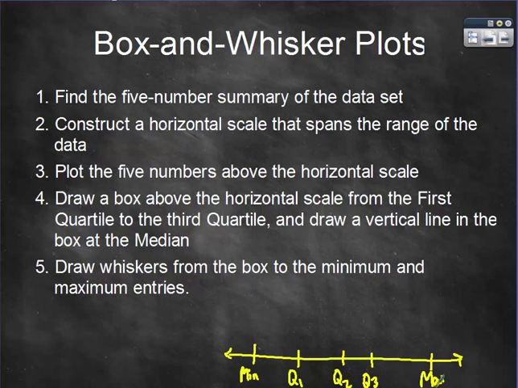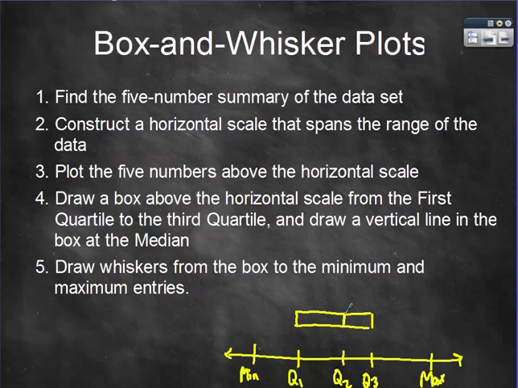Step 4, draw a box above the horizontal scale from the first quartile to the third quartile and draw a vertical line in the box at the median. So I'm going to have a box that ranges from quartile 1 to quartile 3. So there's a box, which is the box part of the box and whisker plot. From there, I'm also going to put a vertical line at quartile 2, which just basically breaks that box up into 2 25% pieces of all the data.